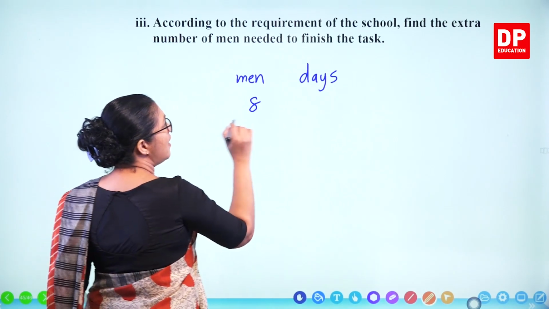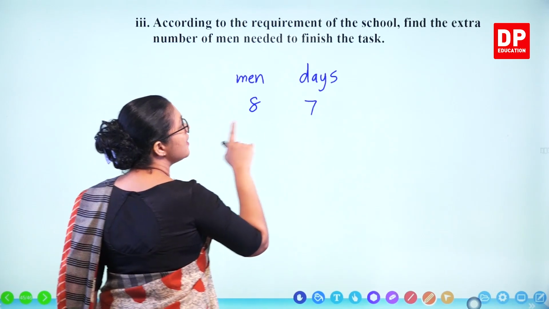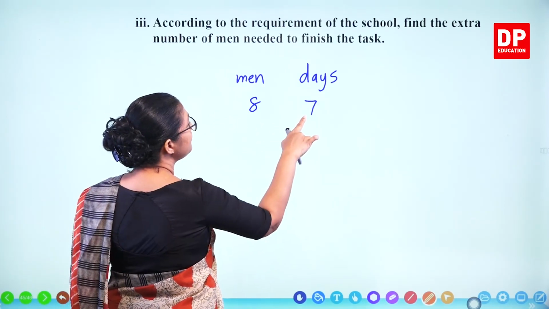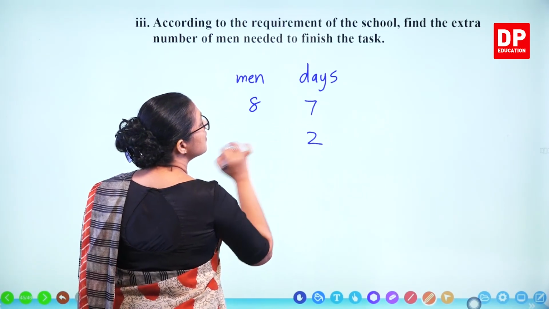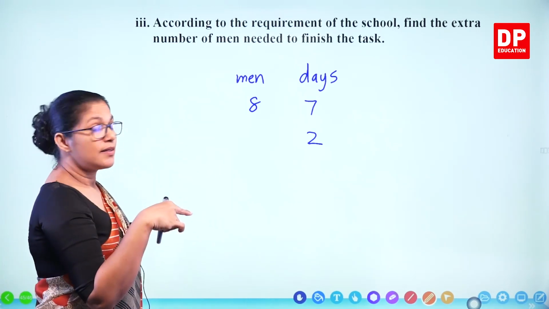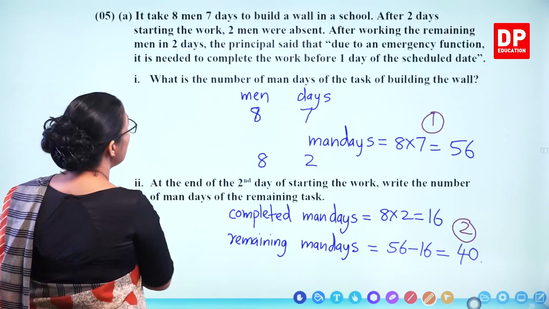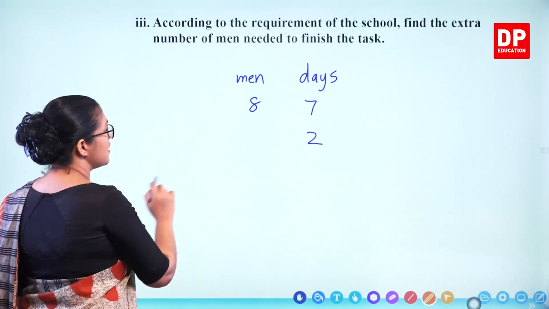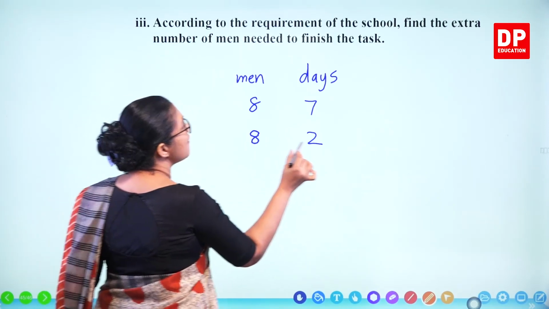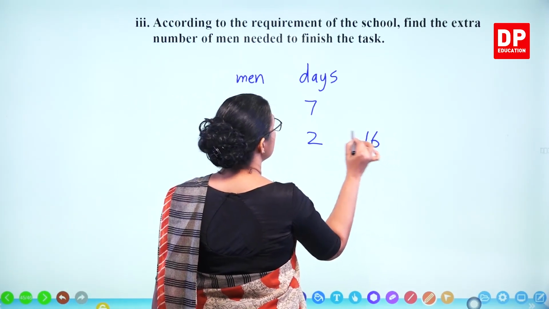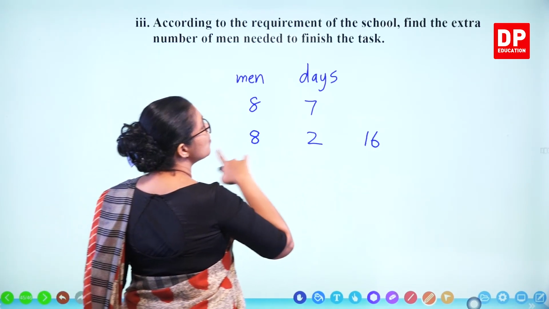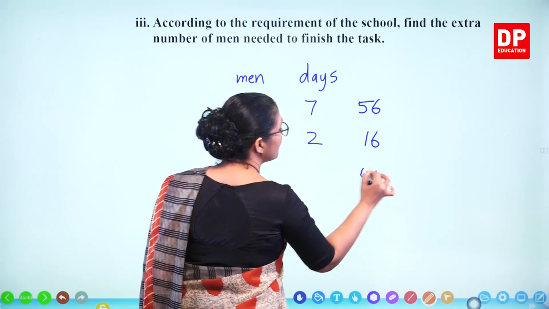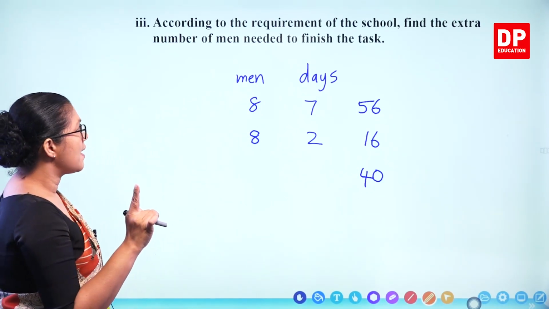So we know 8 men were there, required 7 days. So after 2 days, what happens? How many men left? 2 men were absent after 2 days. So they worked 2 days. So 2 days with 8, they worked 16. 2 days 16, and earlier 56, now 40. 40 man days remaining are there.